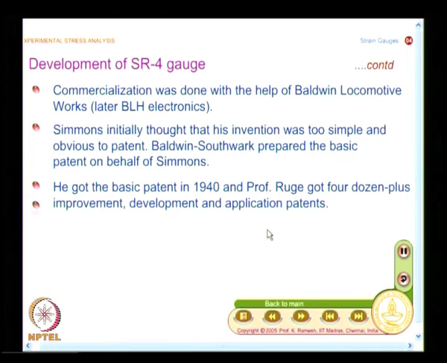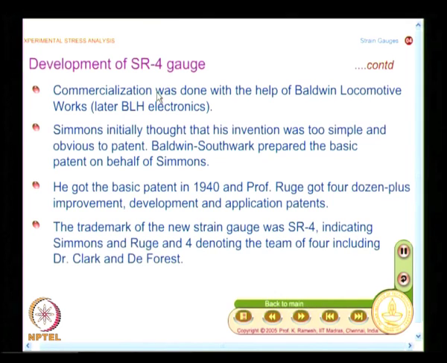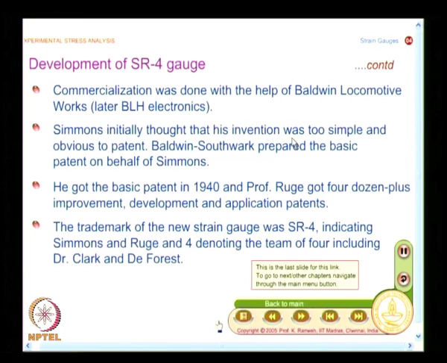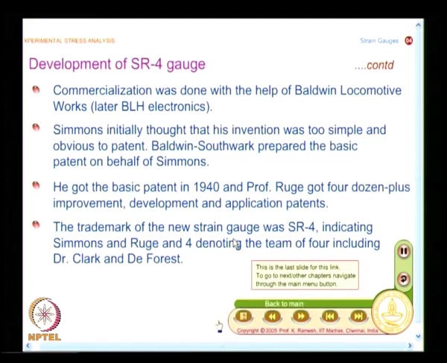It is very important. So, that is how you have this BLH Electronics did the commercialization, and Simmons initially thought that his invention was too simple and obvious to patent. So, it was only Rouge who decided to patent the work. At that time they found Simmons' work and they were disappointed. At that time De Forest, from his experience, brought these two teams together. So, finally you had this new strain gauge which was born, and which is christened as SR4.